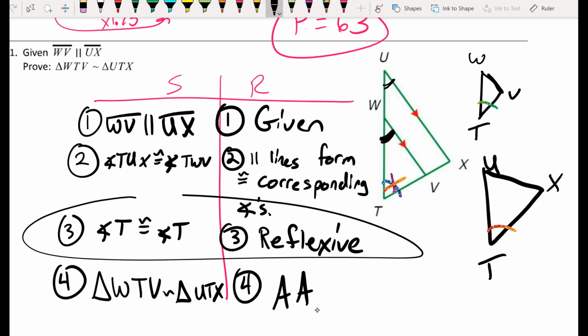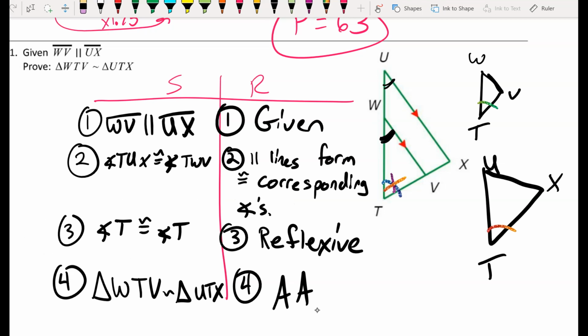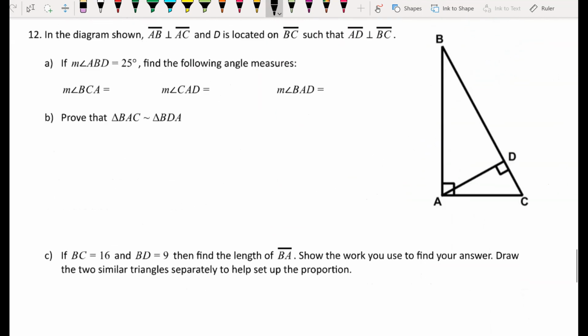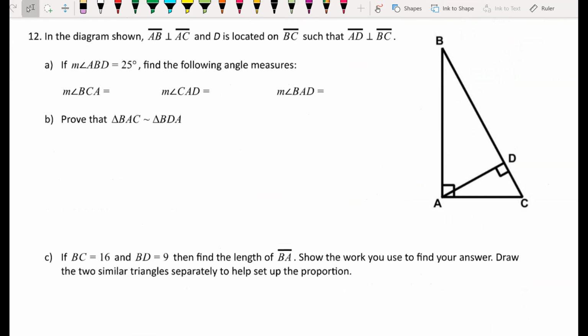Again, you didn't even need this step right here for the reflexive property if you saw the other pair of corresponding angles down there. Number 12. In the diagram shown, AB is perpendicular to AC, and D is located on BC such that AD is perpendicular to BC. If ABD is equal to 25 degrees, find the following measures of the angles.